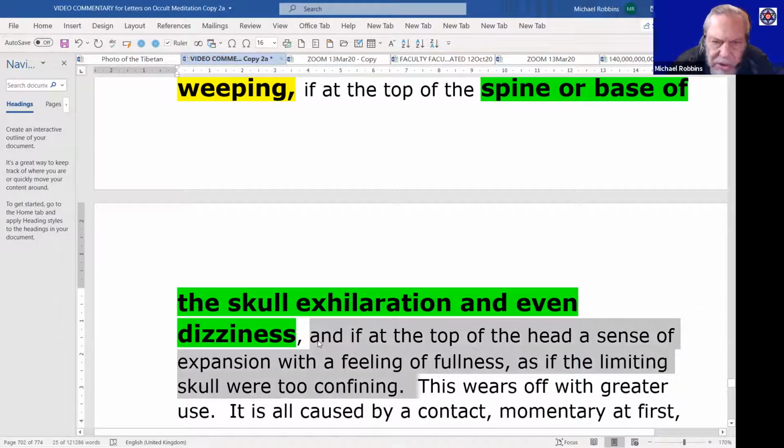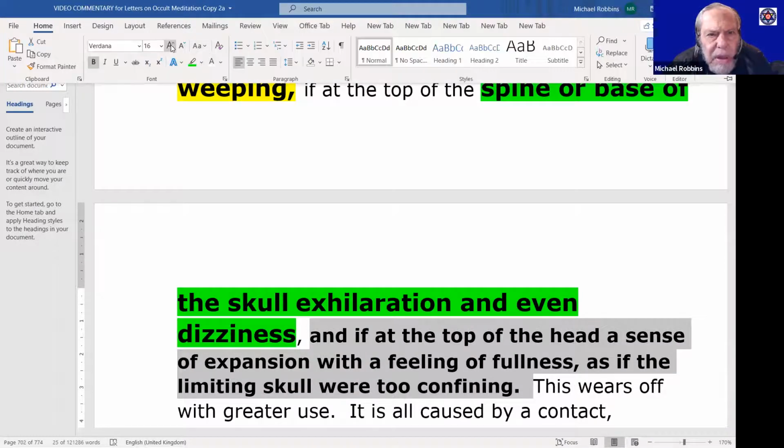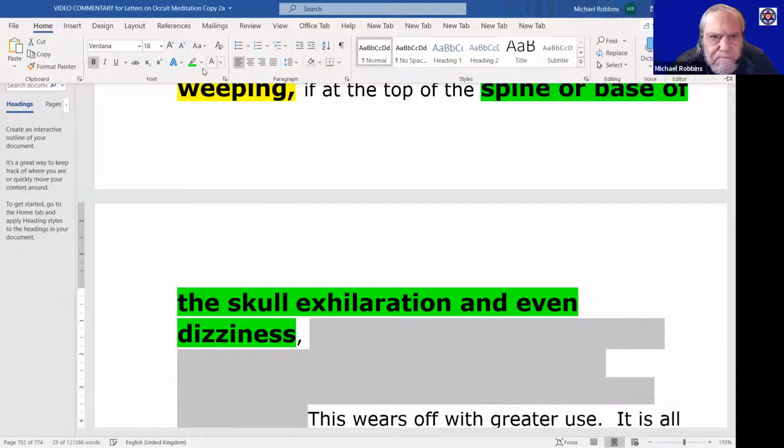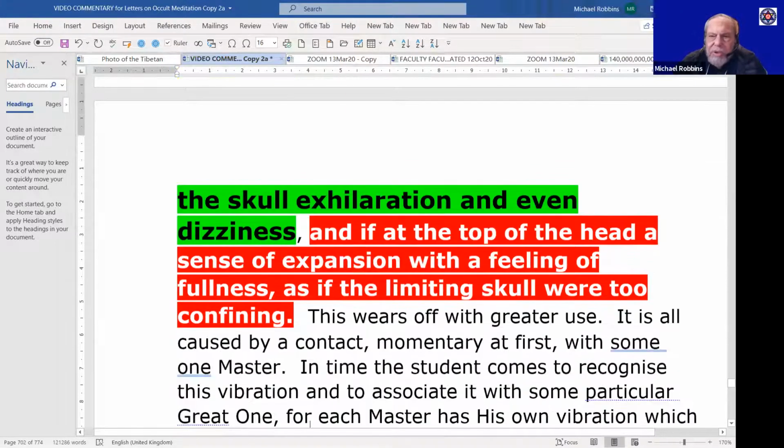Now, as always, habituation renders the experience far more familiar and with less noticeable, dramatic, unusual results. So this does wear off with greater use.